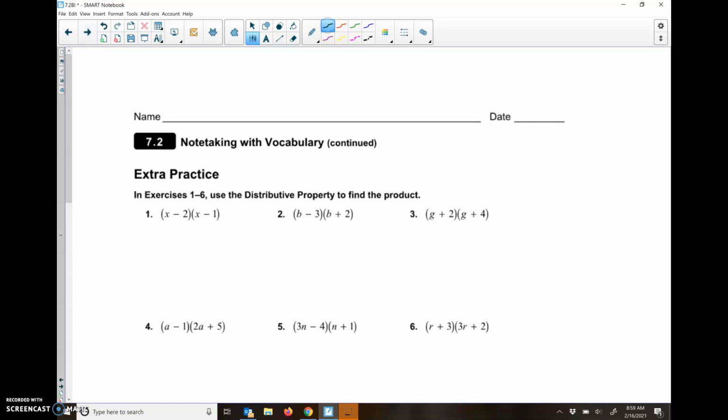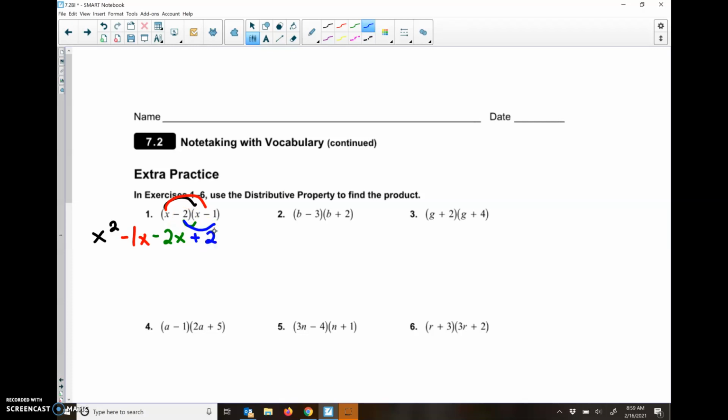Okay, so here, if I'm going to multiply the two first things, I'll do that in black. X and x is x squared. Now the outside, x and -1 is -1x. The inside, -2 and x is -2x. And then the last, -2 and -1 is +2.